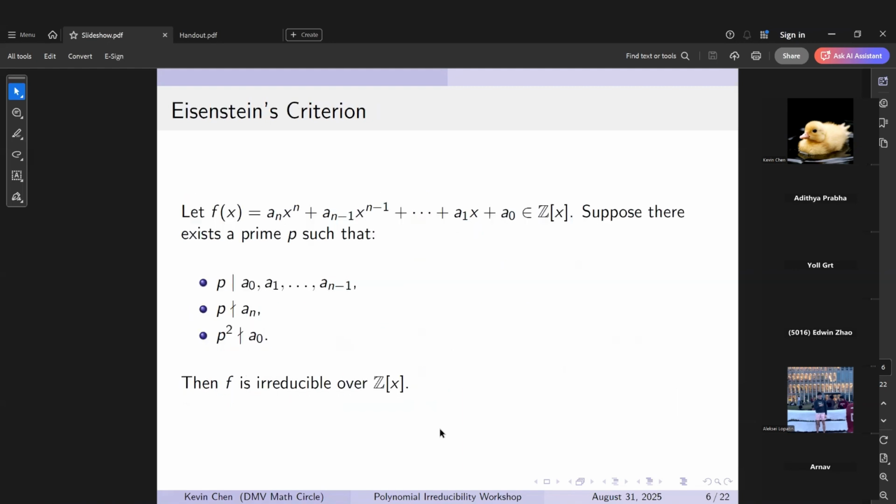The first criterion we're going to be going over is Eisenstein's criterion. It states that if we have this polynomial f of x, and there exists a prime p such that p divides every coefficient except the leading coefficient, and p squared does not divide a0, then f must be irreducible over Z. This final condition just means that since p divides a0, the highest power of p in a0 must be 1. So we're going to be proving this first.